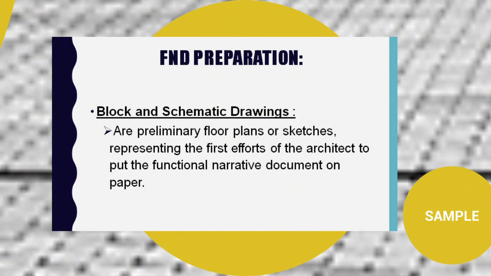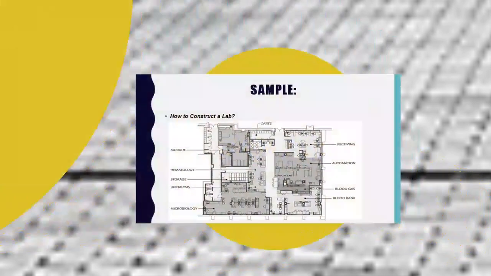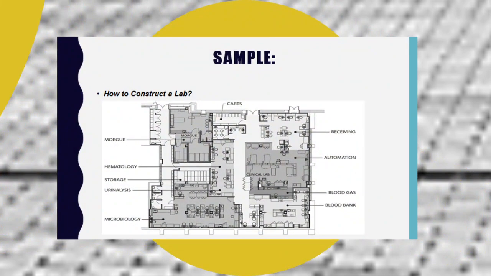Also, the making of block and schematic drawings must be prepared in the FND. These are preliminary floor plans or sketches representing the first efforts of the architect to put the functional narrative document on paper. So this is an example of your block and schematic diagram. It shows the different parts of the laboratory equipment as well as the division of the sections in the lab.